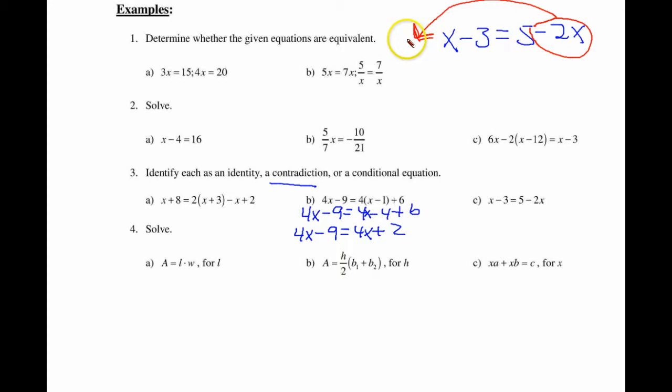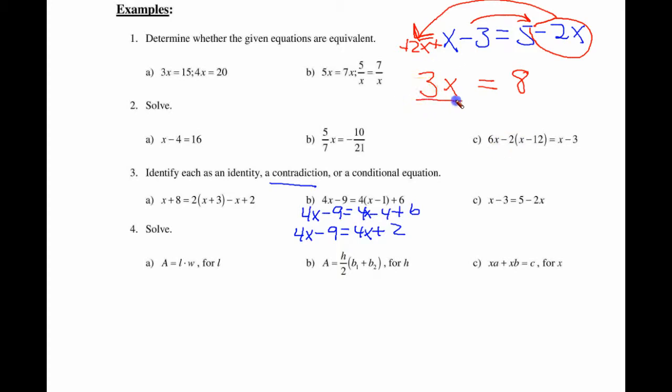So this then becomes a positive 2x. So just transposing that, we can do that mentally. We get a 3x here. Now we're going to take our negative 3 and transpose it to the other side. On this side, it becomes a positive 3, so this becomes an 8.